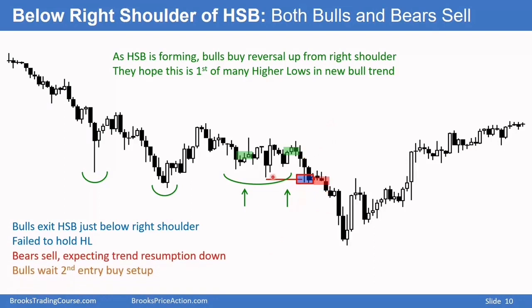Bears sell, expecting the market is resuming down. Strong enough down, the bulls will probably not buy above this bull bar. They'll wait for a second attempt to reverse up. For example, here or here.